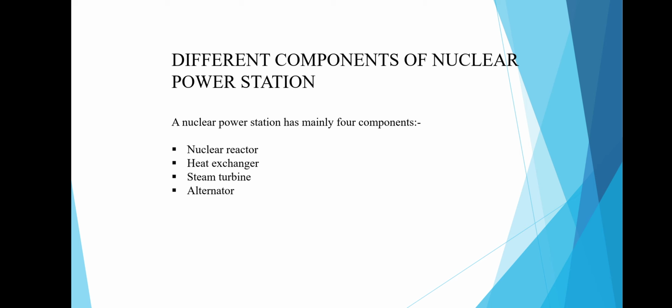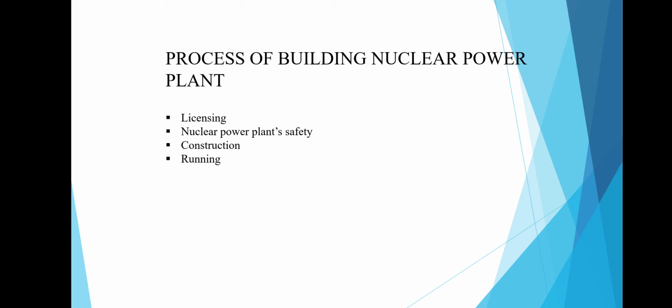Different components of a nuclear power station. A nuclear power station has mainly four components: nuclear reactor, heat exchanger, steam turbine, alternator. Process of building a nuclear power plant. So first is licensing, second is nuclear power plant safety, third is construction, and fourth is running.